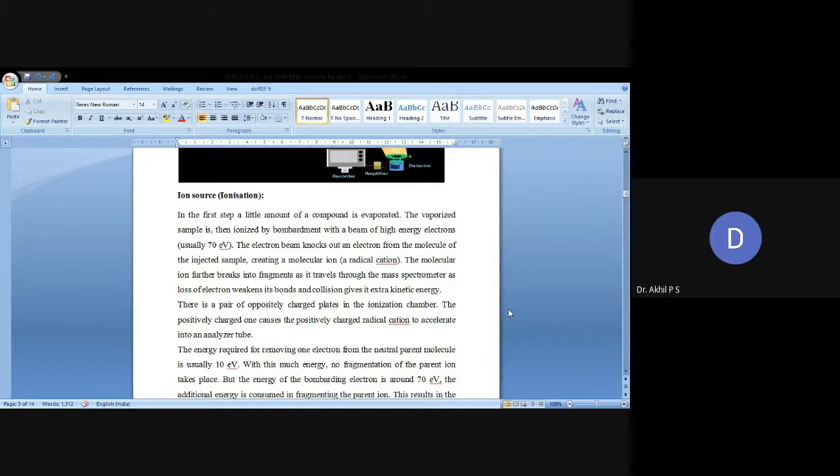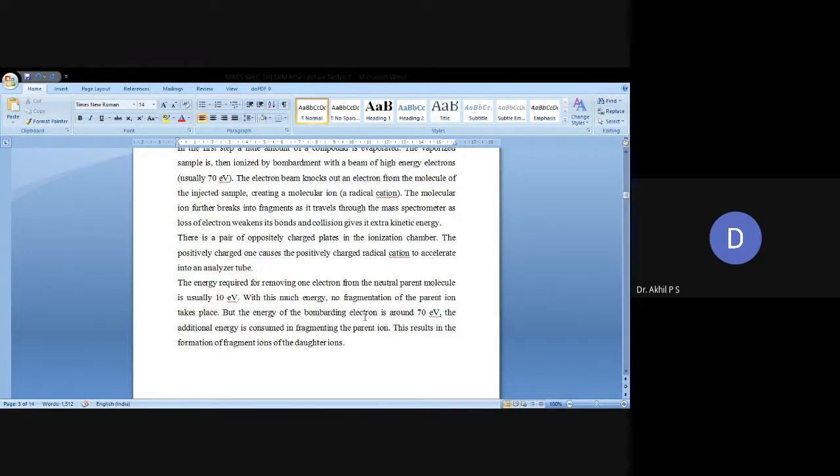The molecular ion further breaks into fragments as it travels through the mass spectrometer, as loss of an electron weakens its bonds and collisions give it extra kinetic energy. There is a pair of positively charged plates in the ionization chamber. The positively charged plate causes the positively charged radical cation to accelerate into the analyzer tube.